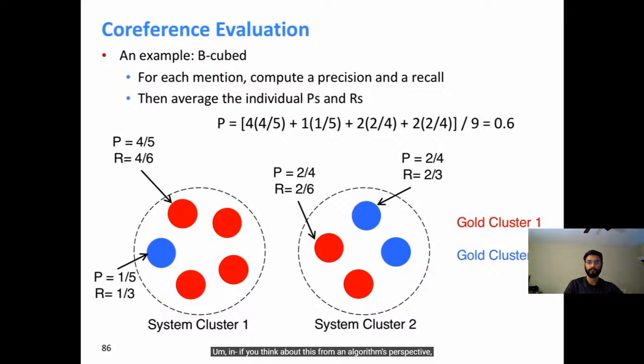If you think about this from an algorithm's perspective, this is actually tricky because I sort of said, okay, this cluster is mainly gold cluster 1, so I'll use that as its reference, but that means you have to do a bipartite graph alignment between system clusters and gold clusters. So hidden inside this evaluation system is actually an NP-complete problem, but in practice you can normally do it heuristically well enough that the evaluation method runs and works.